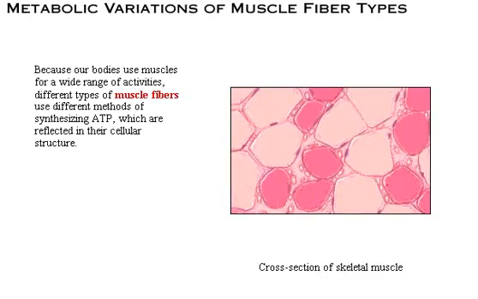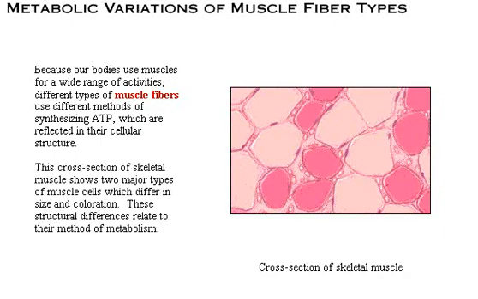Because our bodies use muscles for a wide range of activities, different types of muscle fibers use different methods of synthesizing ATP, which are reflected in their cellular structure. This cross-section of skeletal muscle shows two major types of muscle cells: white muscle fibers and red muscle fibers, which differ in size and coloration. These structural differences relate to their method of metabolism, as we'll see on the following pages.